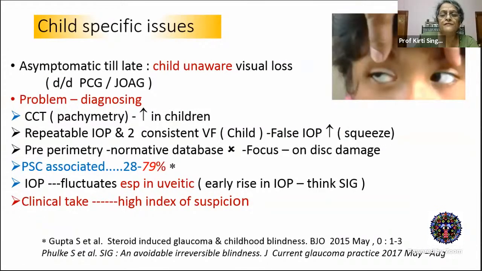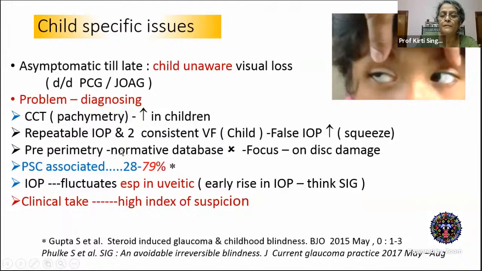What is so specific for children? As we talked about the previous studies where 9 patients only were aware, most children are unaware of the visual loss. And when they come to us, the ophthalmologist thinks it is PCG or primary congenital glaucoma or juvenile open angle glaucoma. And the diagnostic problems are there because corneal thickness is not very easily measurable in small children, and very often it is increased.